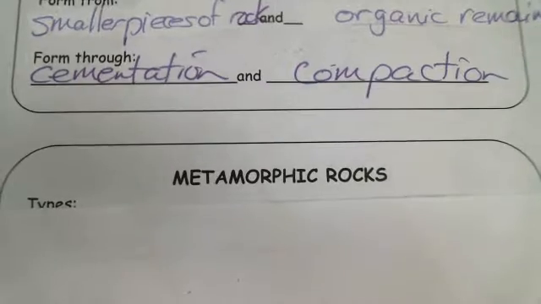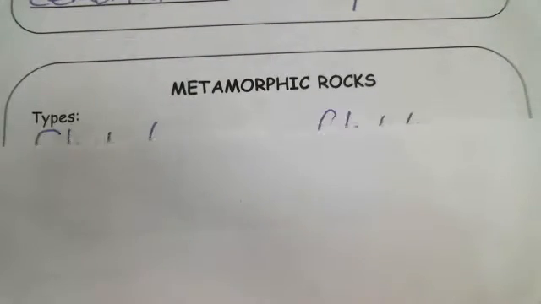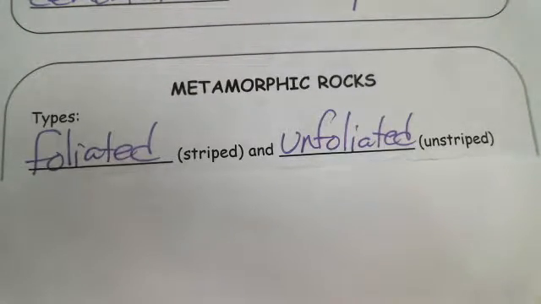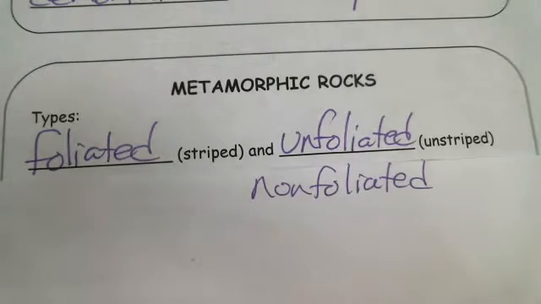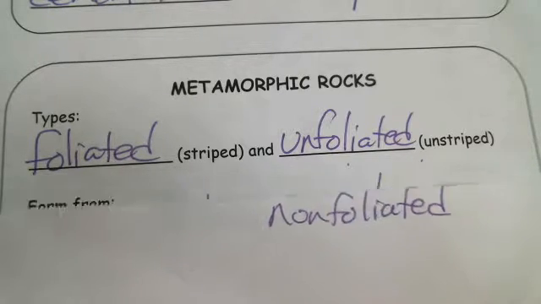The third kind of rock is called metamorphic. There are two kinds of metamorphic rock: foliated, which means striped, and unfoliated, which means unstriped. I've also seen this word as non-foliated. We're going to accept either word in this class. Please be willing to look at either one of those words in multiple choice or true-false matching kind of questions. Unfoliated and non-foliated mean the same thing.